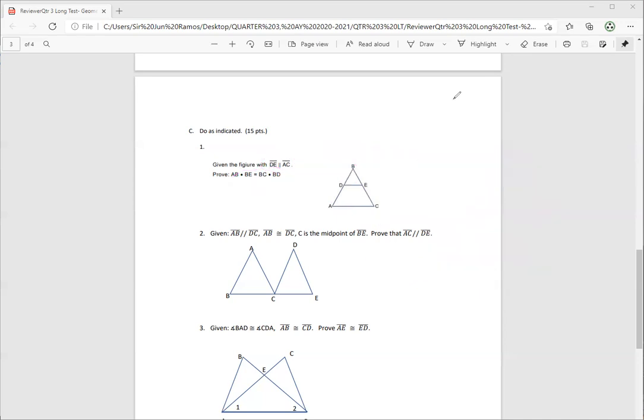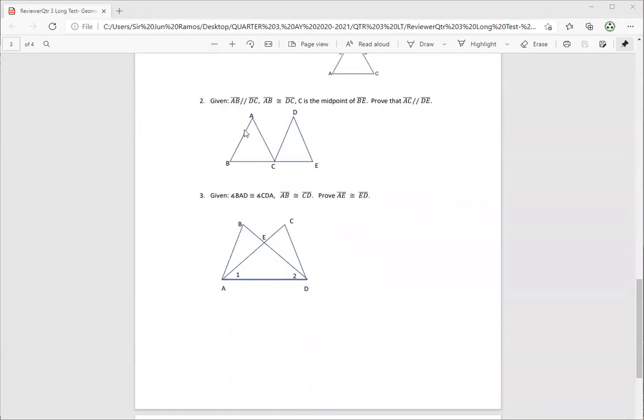Let's take a look at number two. Number two here, if we have AB parallel to DC, segment AB congruent to segment DC, and C is the midpoint, then what we can probably do here is to analyze again. Again, we will want to analyze what is the given.